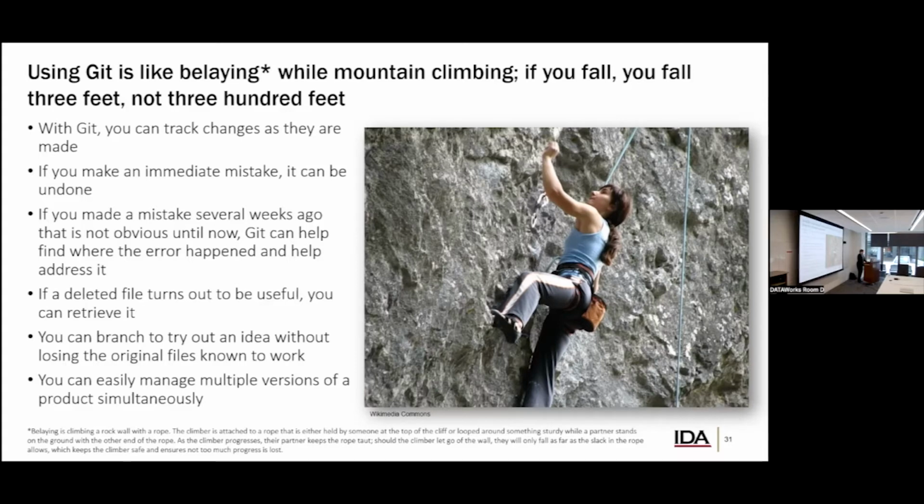For example, if you make an immediate mistake, you can undo it. If you made a mistake several weeks ago or several months ago, you can go back to when that mistake was made, maybe figure out what you did wrong, and then fix it. If you deleted a file that turns out to be important, you can get it back, which, by the way, also gives you permission to delete your files if you don't think they're important anymore. You can just delete it because Git has a record of that file.